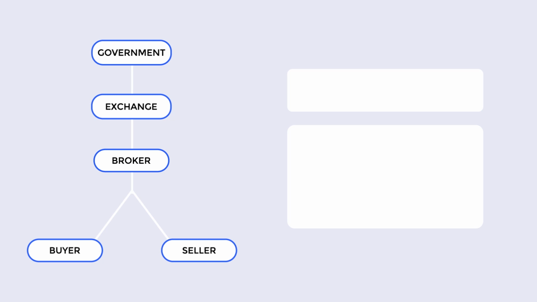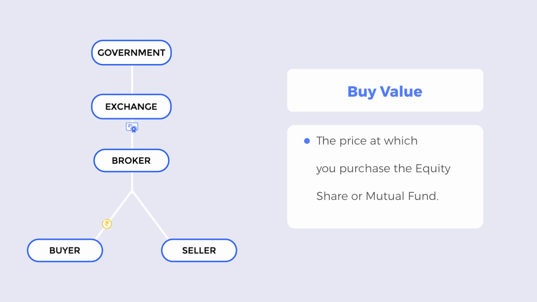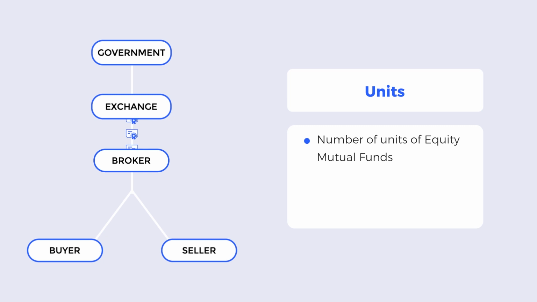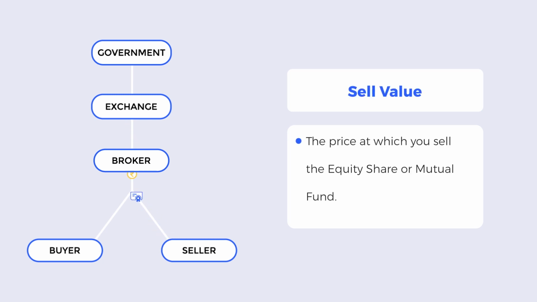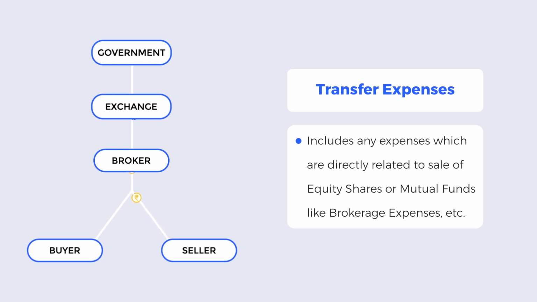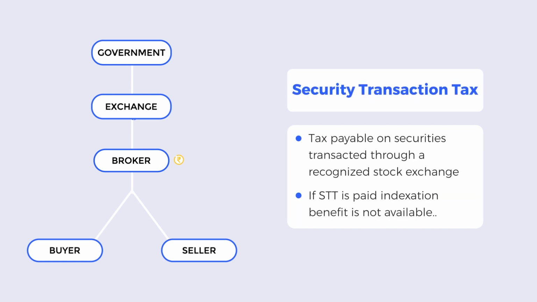To calculate income from capital gains from sale of equity shares and mutual funds, we need to understand buy value, that is the price at which you purchase the equity share or mutual fund; units, it is the number of equity shares or number of units of equity mutual funds; sell value is the price at which you sell the equity share or mutual fund; transfer expenses, including any expenses which are directly related to the sale of equity shares or mutual funds like brokerage expenses; STT, that is securities transaction tax, which is paid on listed equity shares and mutual funds.